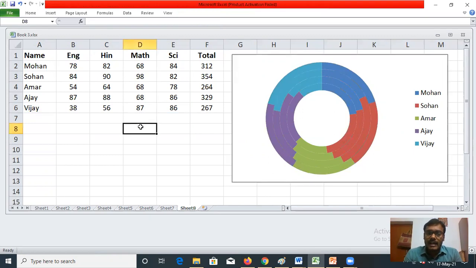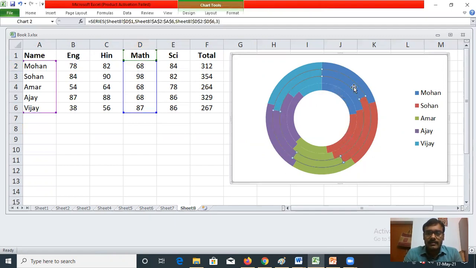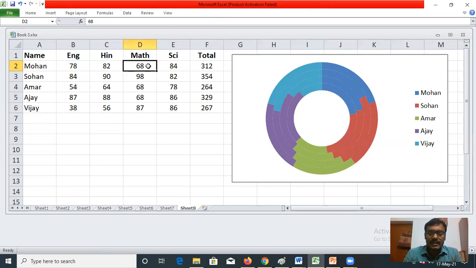And one more thing, students, I have told you that whenever you make changes in your data, your chart will change. Math is the third layer, and Mohan is denoted with blue color. I am making a change in the math marks of Mohan. I am making it 98. When I press the enter key, this chart will change automatically. You can see. So whenever you make changes in the data, its chart will change automatically.